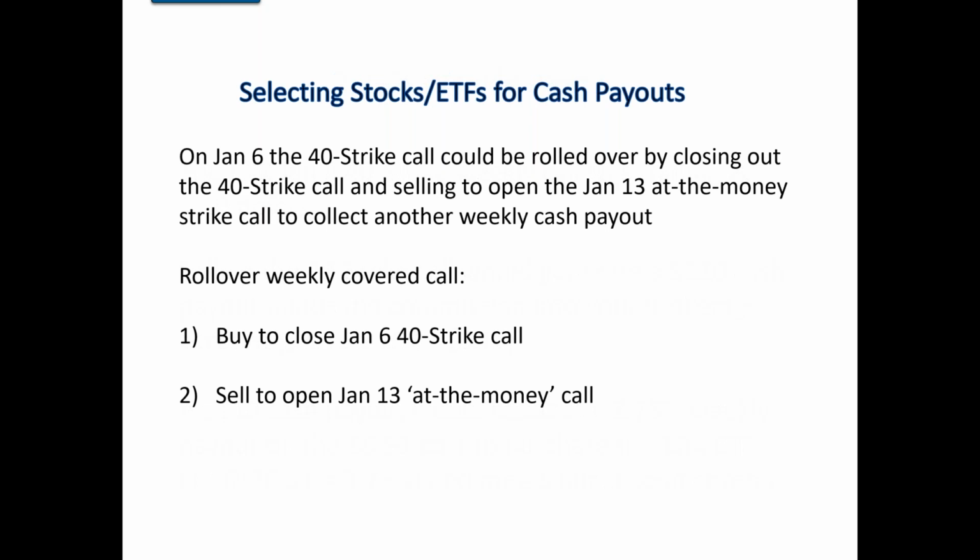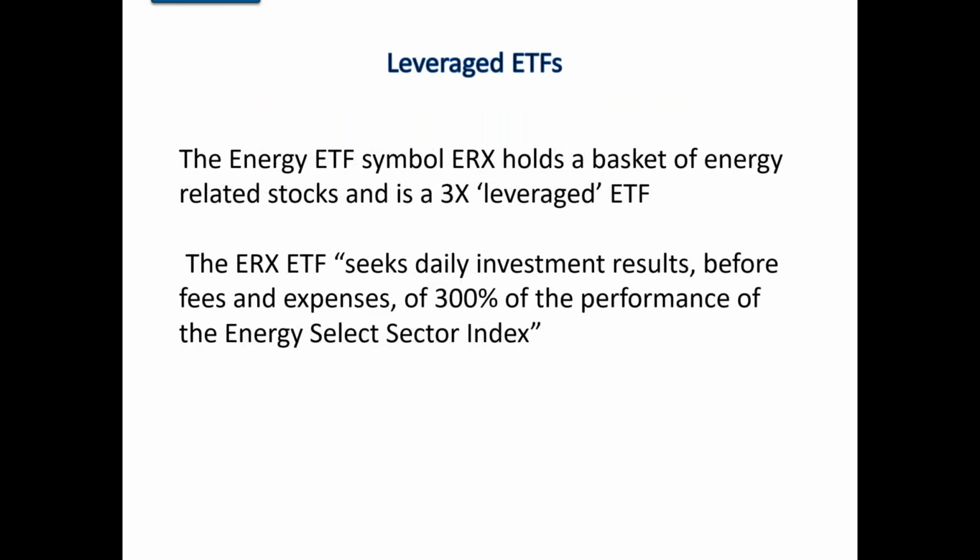Now, on January 6th, that 40 strike call, of course, could be rolled over by closing out that 40 strike call and selling to open the January 13 at-the-money strike call to collect another weekly cash payout. So to roll over, again, we would buy to close the January 6th 40 strike call and sell to open the January 13th at-the-money call. And of course, that can be done with one spread order in your account online that helps you save on commissions and bid-ask spreads.